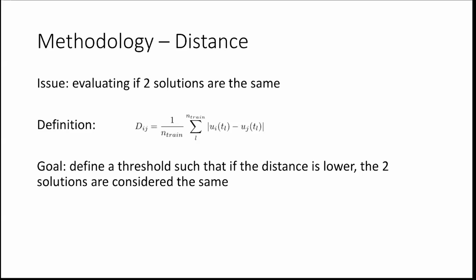And last, we define a distance. We want to evaluate if 2 of the solutions are actually the same. So we define a simple absolute difference of the solutions, calculated at the training points, so that we can define a threshold of distance. If the distance of 2 solutions is lower than the threshold, then we consider the functions the same, converging to the same solution, because they can converge to the same solution even if the parameters of the networks are quite different from each other. And so this is the way that we define it.